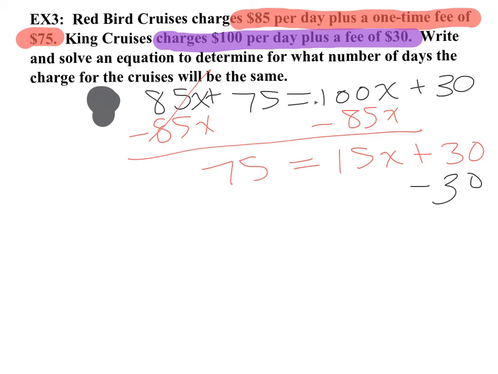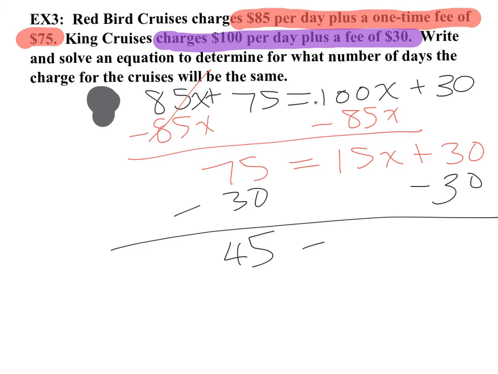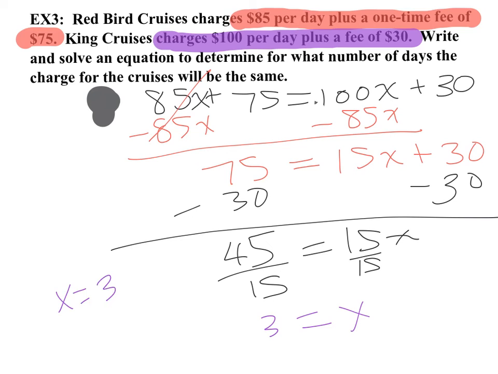So I'm going to subtract 30 from each side, and I'm left over with 45, 75 minus 30 equals 15x. Then I divide each side by 15, and I end up with 3 equals x. And the 3 represents the number of days the charge for the cruise will be the same. So x would equal 3 days when they will be the same price.